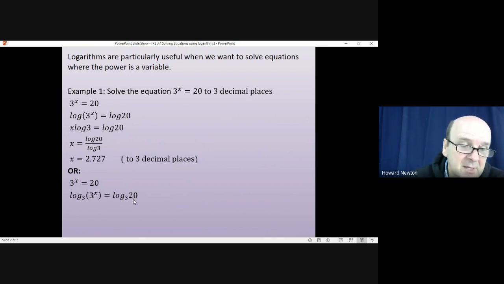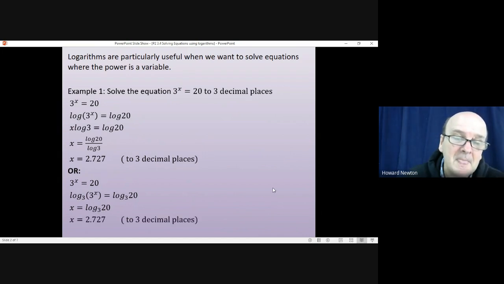And the reason for doing that is log to the base 3 and 3 to the power of are inverse functions. And as we said before, because they're inverse functions to each other, they just cancel each other out. So the left hand simplifies to x. And on the right hand side, we've got log to the base 3 of 20. Again, that you would just look up on your calculator. So you do log, you choose the base to be 3, put in 20, gives you the same answer as before. Either method is fine. I think I'll probably be using this first method most because it's the method I'm most familiar with myself.